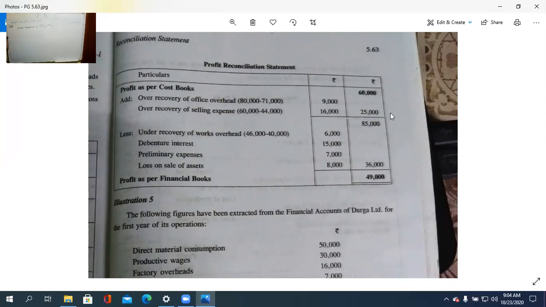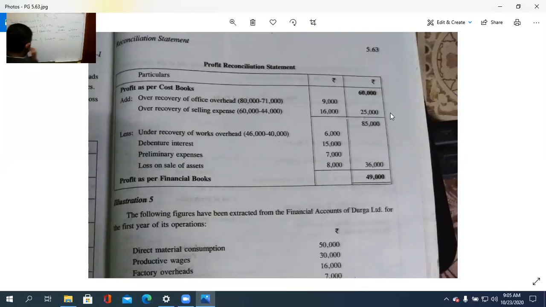So see, over recovery of office overhead, how much is it? 80,000 minus 71,000, so it is 9,000. Then over recovery of which one? Selling overheads. Selling overheads is how much? 60 minus 44, it is 16. So these items, 25,000 to be added. So it is 85,000, less under recovery of which overhead? Works overhead. How much is it?